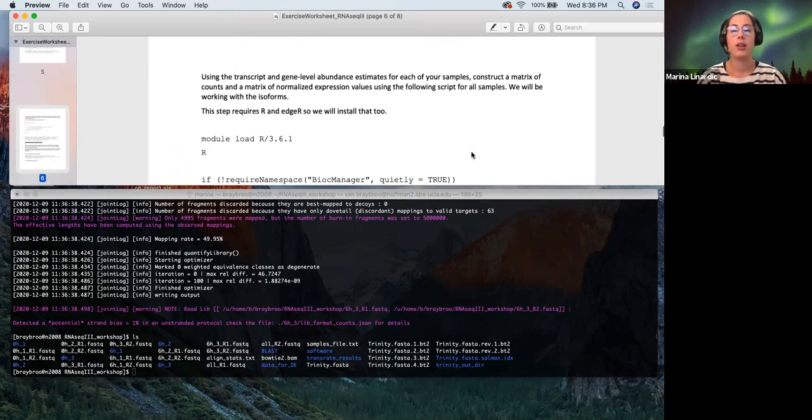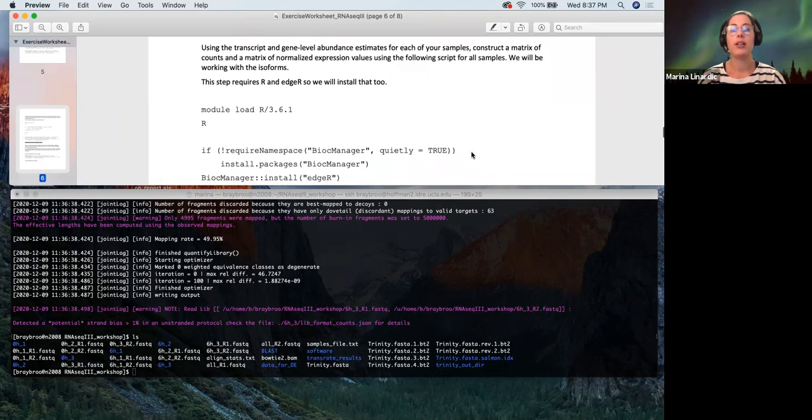Okay, so now we quantified the abundance. Now we need to make a matrix of all of this. And this can be done in R. R can also be accessed directly through the cluster, which is extremely useful. So you don't need to have your R software separately on your computer.